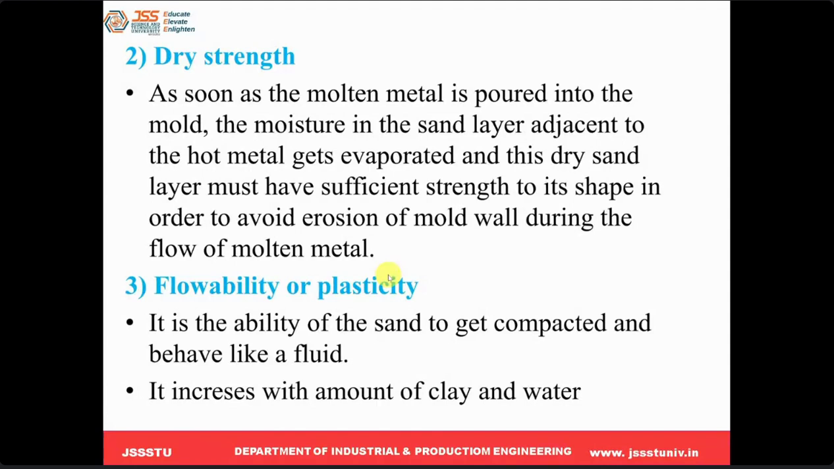Very important: flowability. Flowability is the ability of the sand to get compacted and behave like a fluid. So, when the ramming process is done, right?